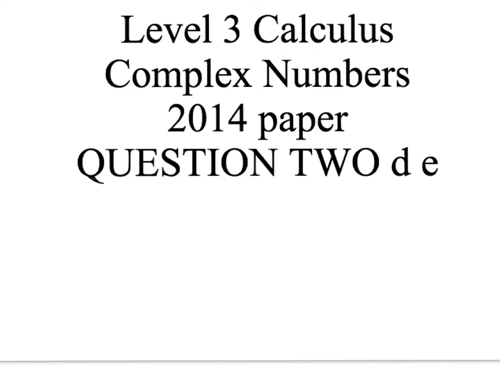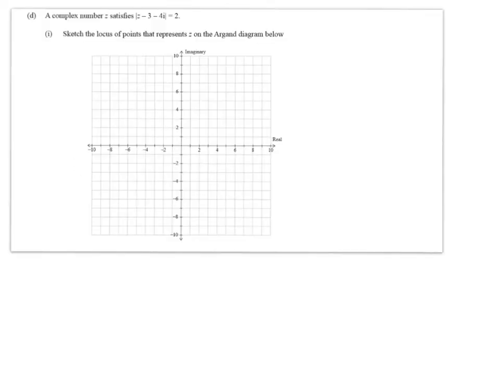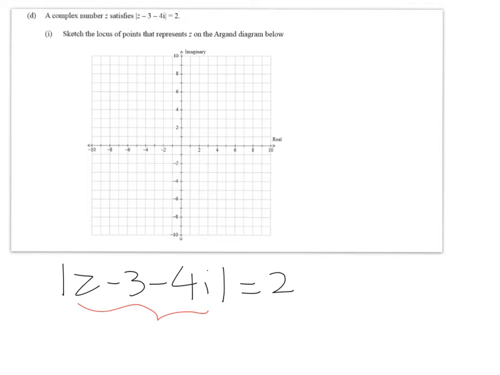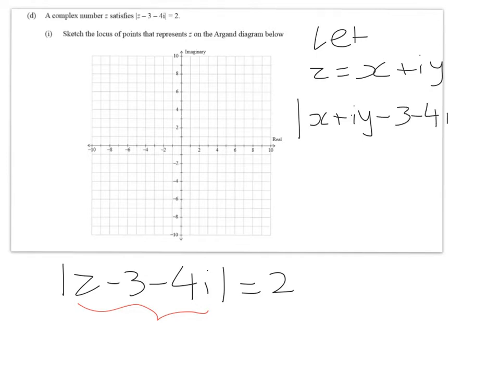This is the harder part of question 2 from the 2014 complex numbers paper. I've put this one in small so that we have some room to do the working. It's a locus problem, so we're told that a complex number, z, satisfies this. Right, so this means the modulus of this thing in here is equal to 2. So let's start by writing let z equal x plus iy. So what we're looking for is x plus iy minus 3 minus 4i equals 2.